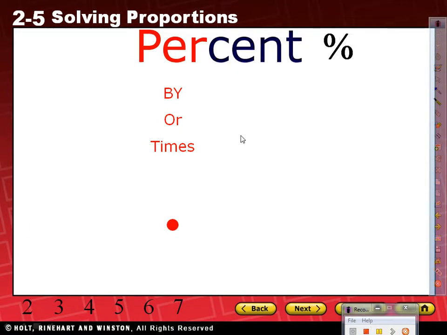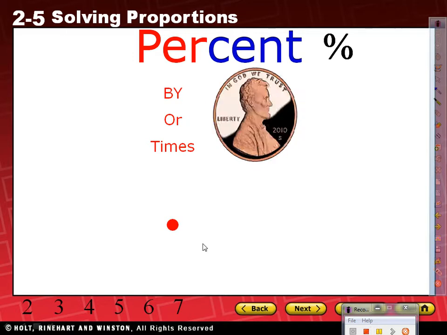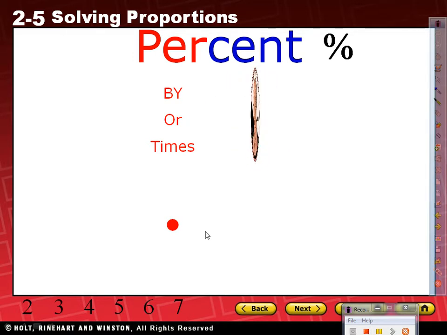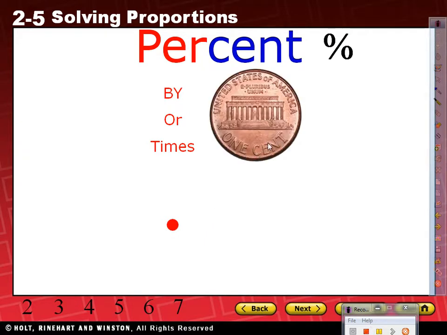Okay. The second part, cent. The word cent, who's seen something like this? Okay. But have you really paid attention to it? Let's look at the back side. If you flip it, the back side should look something like this. Who's seen that it says 1 cent? Right? So what does that mean? It means that it's a 1/100th. So therefore, in decimal form, it looks something like this. Does that make sense? Get it?